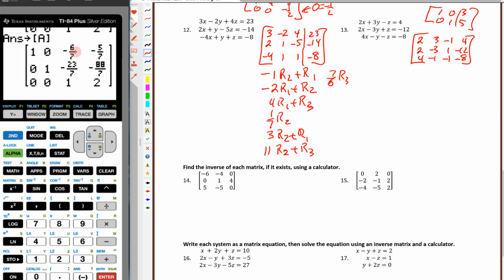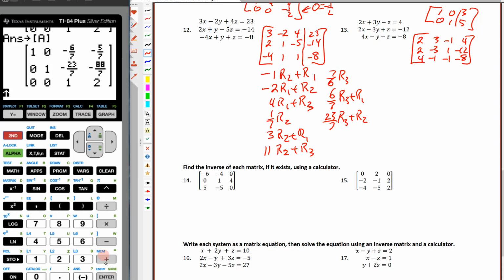So I need to add 6/7 to that one. So this is going to be 6/7 times row 3, and we're going to add to row 1. And we need to add 23/7 to this one. So 23/7 times row 3 and add to row 2. So we'll do both of those operations there and see what we've got.